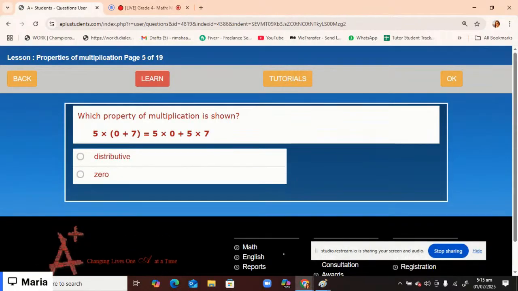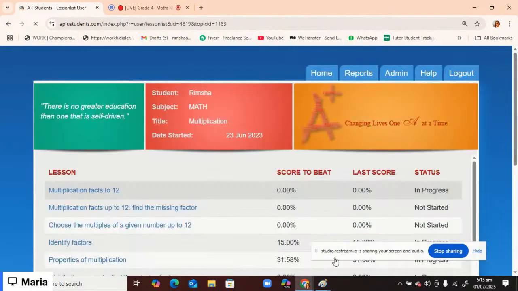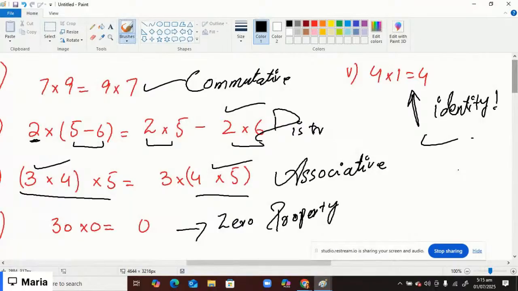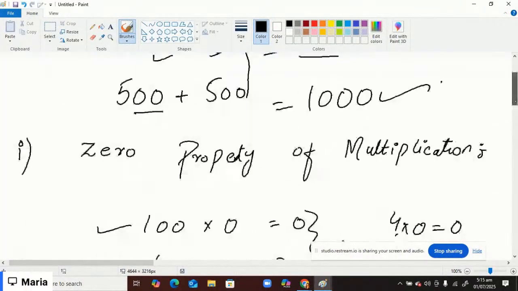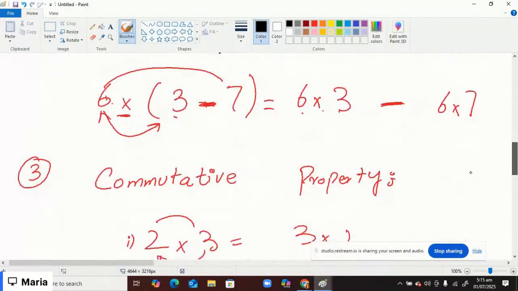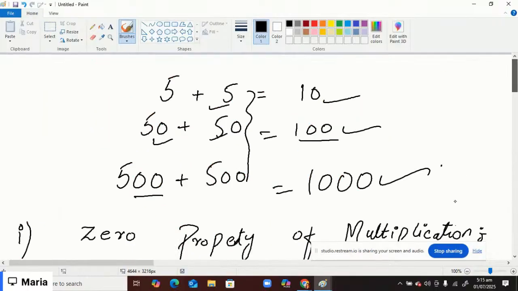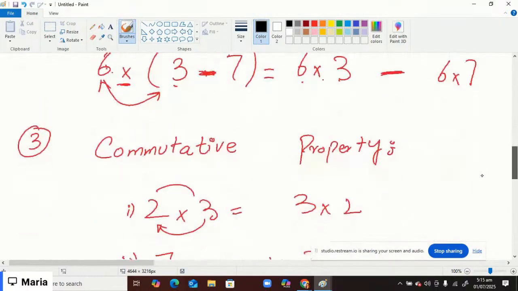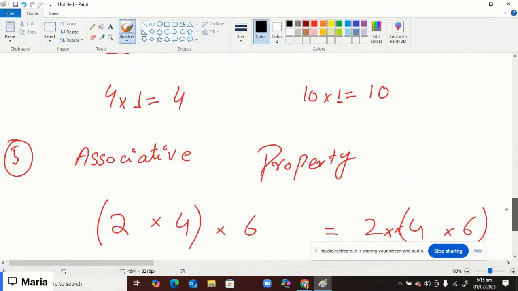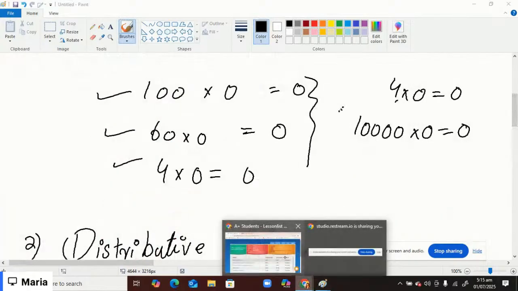Hope you guys understand this lesson. So practice this lesson, and if you still need any help, please just write it down in your notebook. I already put it down here. Zero property of multiplication, I already explained it. Distributive property, commutative property, identity, associative property. Five properties are given here.